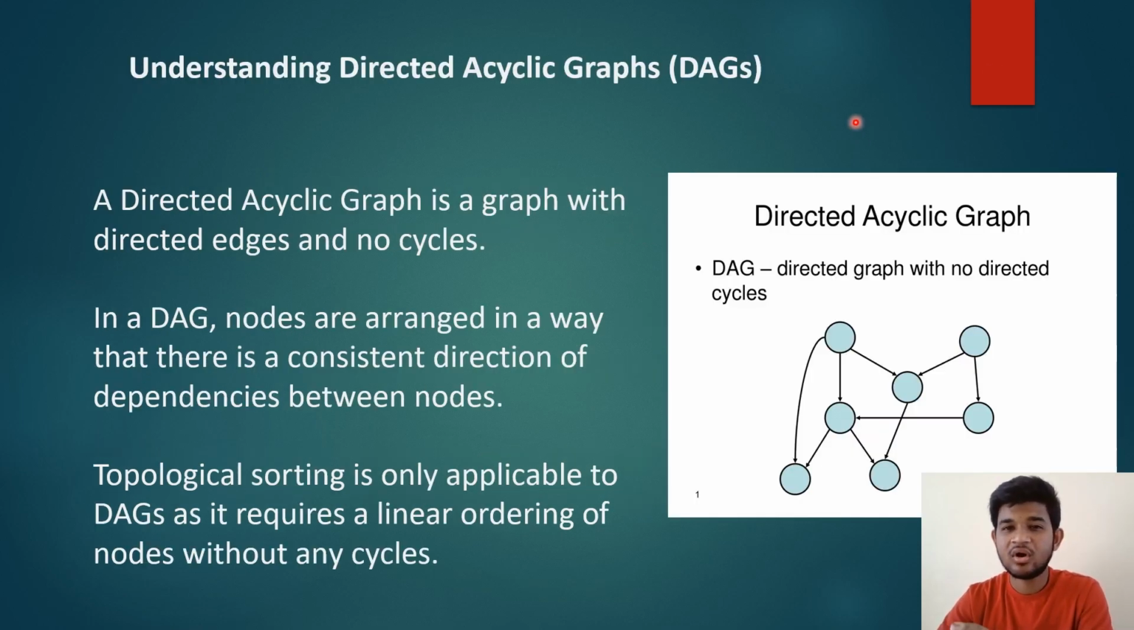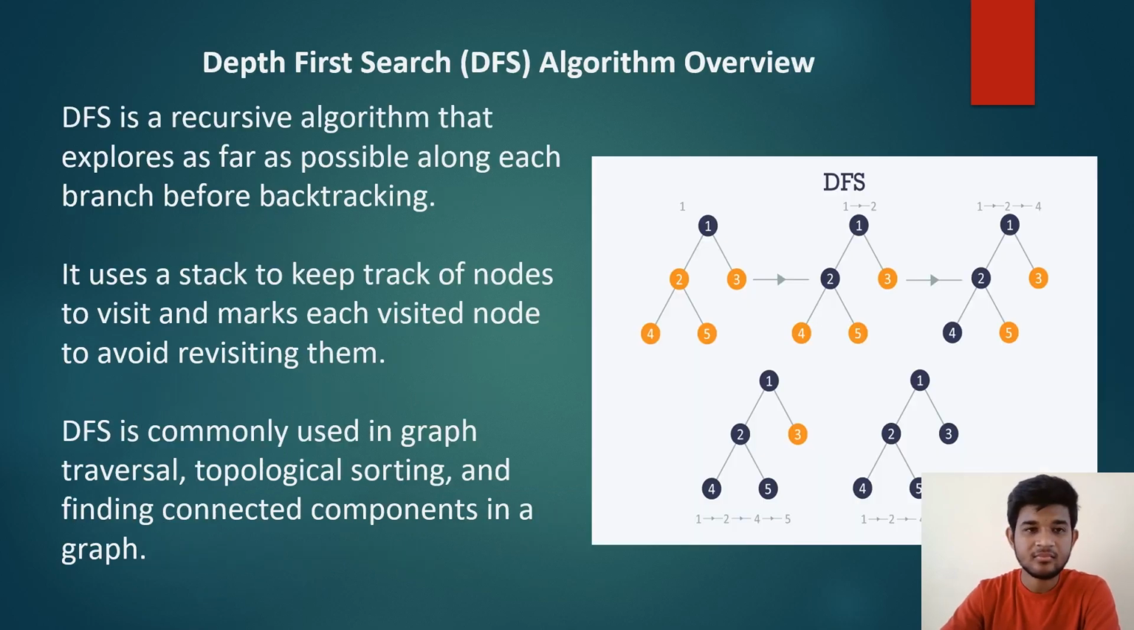Now let us understand what DAGs are, that is directed acyclic graphs. A directed acyclic graph is a graph with directed edges and no cycles. In a DAG, nodes are arranged in a way that there is a consistent direction of dependencies between nodes. Topological sorting is only applicable to DAGs as it requires a linear ordering of nodes without any cycles.